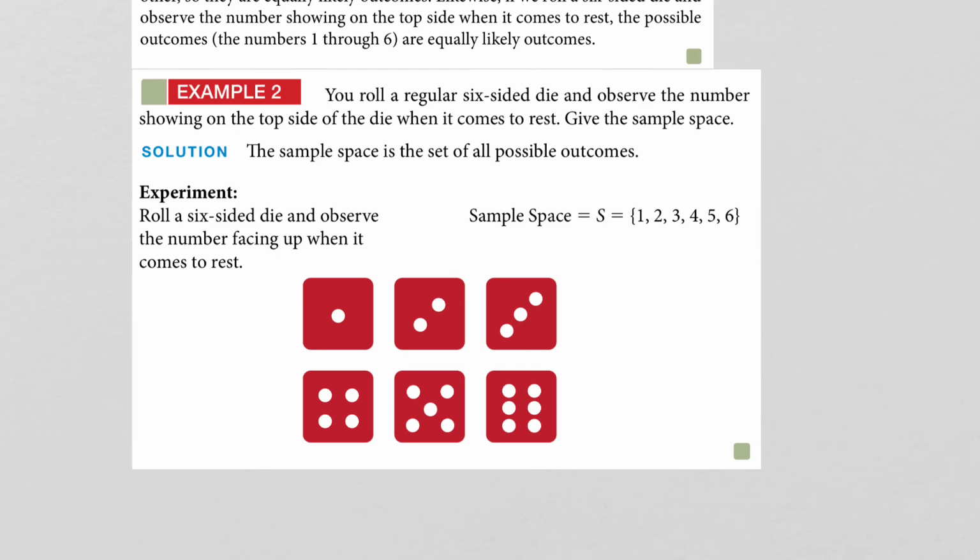So in our next example, suppose you roll a regular six-sided die and observe the number showing on top when the die comes to rest. Give the sample space. Now again, this is a fairly simple example. The experiment is that we are going to roll a six-sided die and observe the number facing up when it comes to rest. So I'll remind you, when you roll a six-sided die, you are going to have one of these six faces when it comes to rest. And so what we're doing, of course, is we're counting the number of spots. And so this would be 1, this would be 2, 3, 4, 5, and 6. So the sample space is the set of 1, 2, 3, 4, 5, 6.